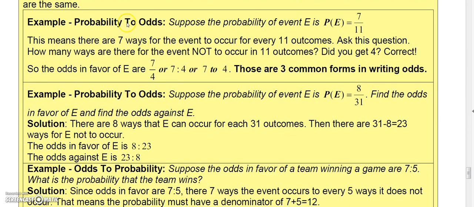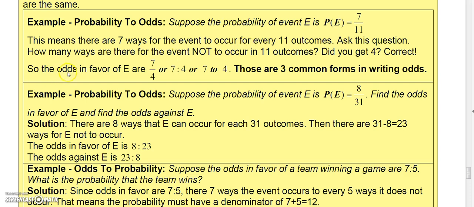So let's say you wanted to convert a probability to odds. Let's say you're given that the probability of an event is 7 out of 11. Then that would mean there are 7 ways the event can occur out of 11 total possibilities. So if there are 7 ways something can occur out of 11, how many ways can it not occur? Wouldn't it just be the difference of 11 and 7, which is 4? That's correct. So there are 4 ways it cannot occur.